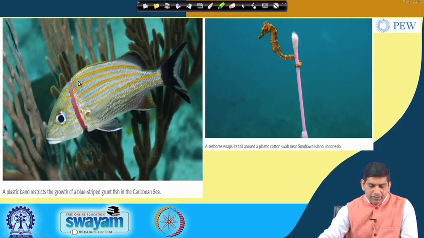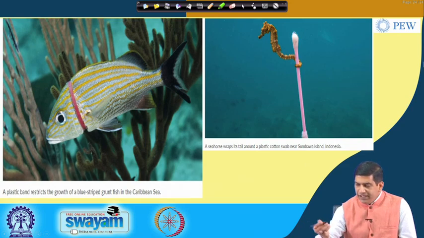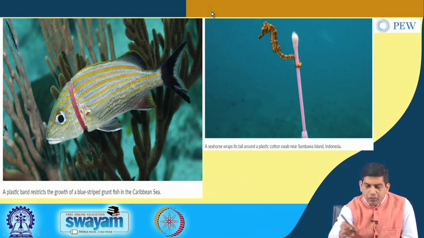A plastic band restricts the growth of a blue striped grunt fish in the Caribbean Sea. So you have this plastic band around the neck, which creates a problem. This is on the right hand side, what you see, like a global picture.